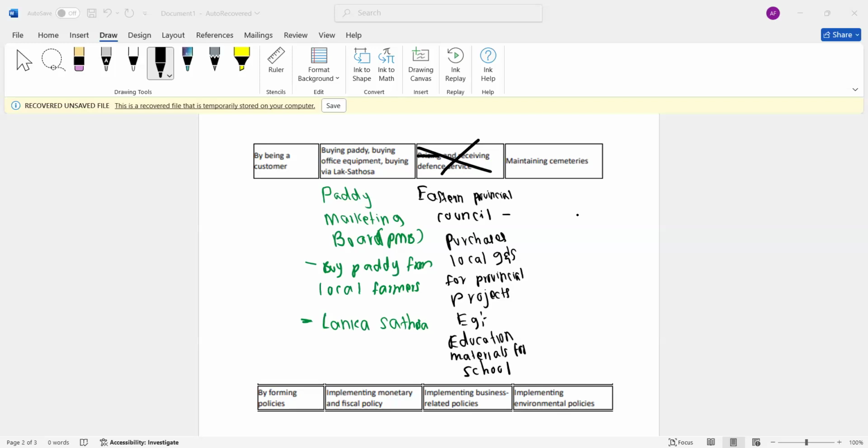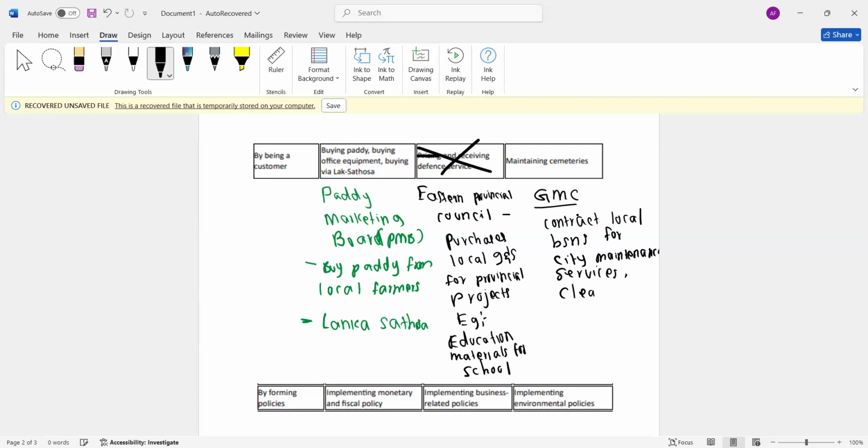Okay, so you can write GMC. I'm writing Galle Municipal Council. What do they do? Contract local businesses for city maintenance services, cleaning cemeteries, etc. Oh, I'm writing systems. Oh, cemeteries.